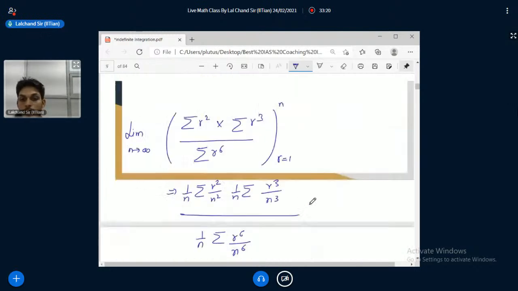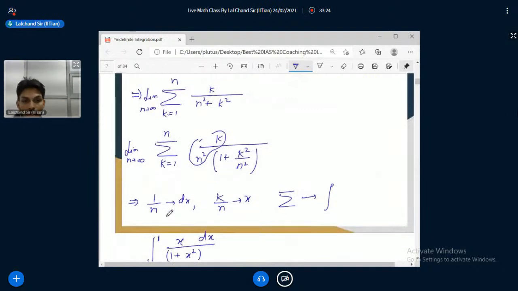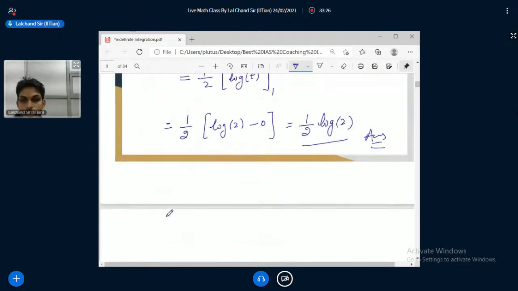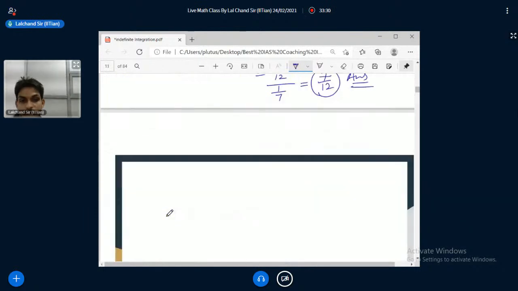Okay, this is all about sum as a limit, and we have solved lots of questions. So this is the approach to solve sum as a limit questions. Now let's move on to properties of definite integral. What is the first property of definite integral?